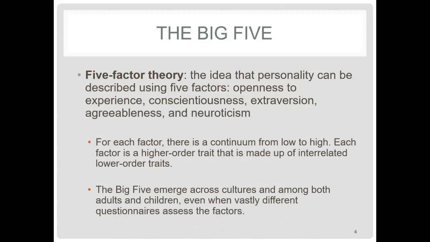The five-factor theory, also called the Big Five, is the idea that personality can be described using 5 factors: openness to experience, conscientiousness, extroversion, agreeableness, and neuroticism. Now, for each factor, there's a continuum from low to high. So your score on each factor is somewhere on that continuum.